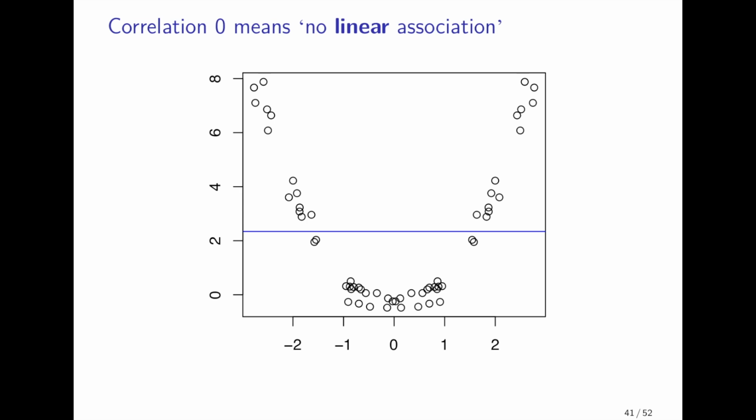You have to be very careful with the word linear in the definition of linear association. You can have a nonlinear association between two variables and still have Pearson correlation 0. So here we have a scatter plot of two variables x and y, and you can see there's a clear trend in this data. But the trend is parabolic. This is still an association, but it is not a linear association.